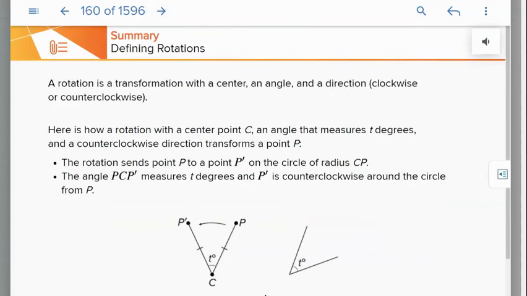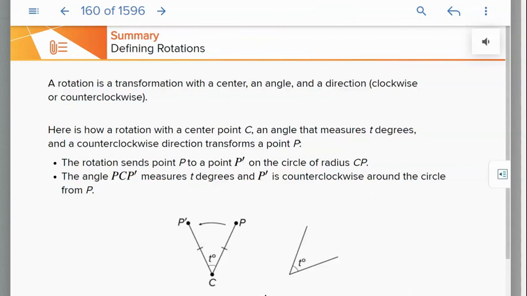All right, so in summary, defining rotations. A rotation is a transformation with a center. So you have to have a center point, somewhere that you're rotating around. An angle, so how much do you rotate around that center? And a direction, are you going counterclockwise or are you going clockwise? All right, that definitely matters. Unless it's a rotation of 180 degrees, because you're just going halfway around no matter what. It's like the old saying, a broken clock is right 2 times a day, right? So that's kind of the excuse of the 180 degrees.